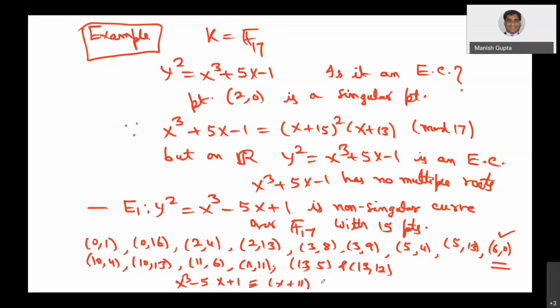times x square plus 6x plus 14 mod 17. Now you can check that, because x plus 11 equal to 0 will give you x equal to minus 11. 17 minus 11 will be nothing but 6. So this coordinate you are getting is (6, 0), x equal to 6. So this is possible.